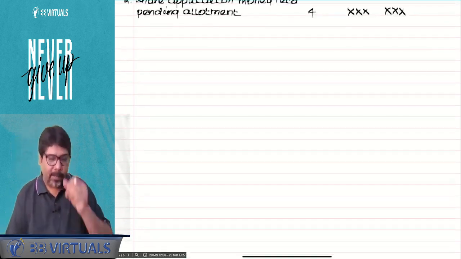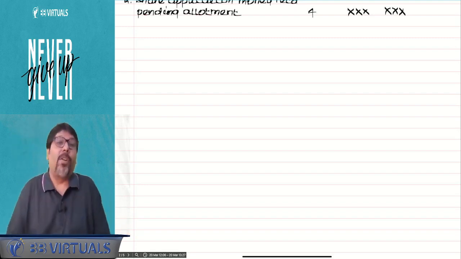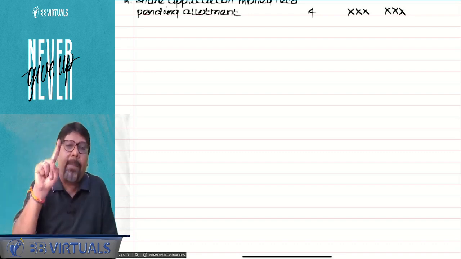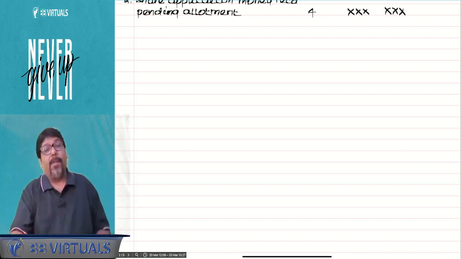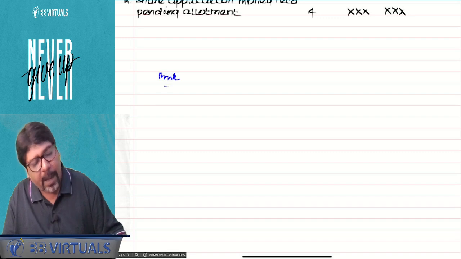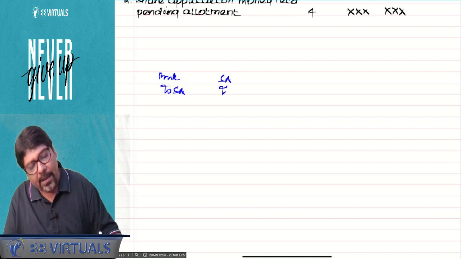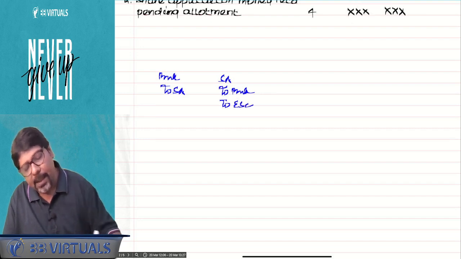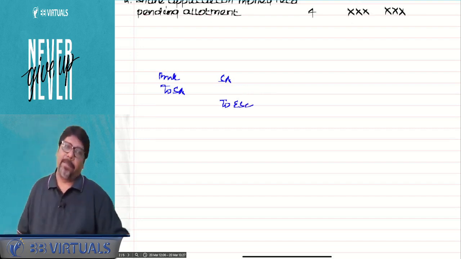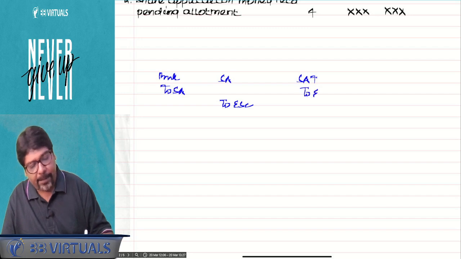Now, tell me, you remember your childhood? In childhood you used to pass the entry company issue of shares. Issue of shares in installments: application, allotment, call. Yes or no? The first entry you used to pass was bank to share application. Second entry used to pass was share application to equity share capital. Forget bank also. Third, used to pass share allotment to share capital. Fourth, bank to share allotment.